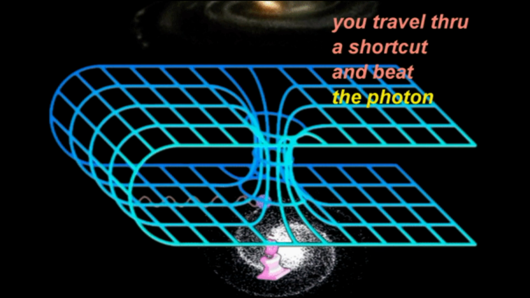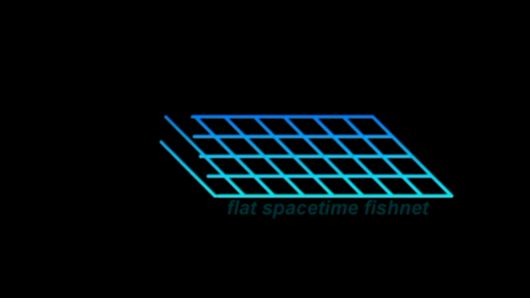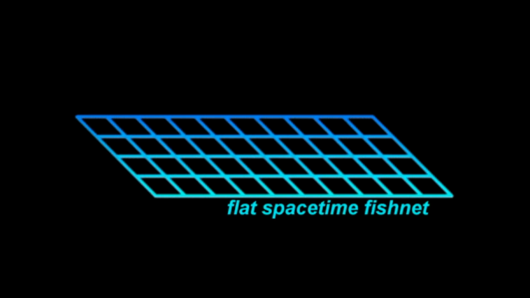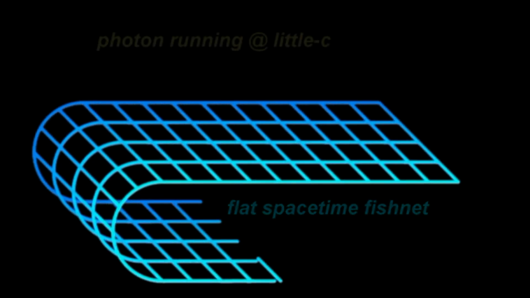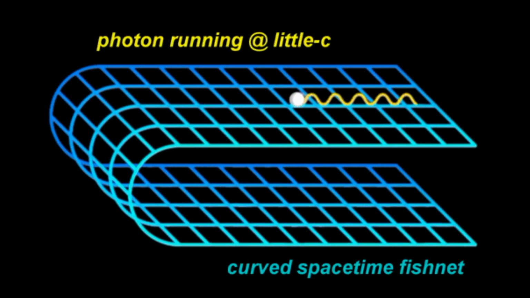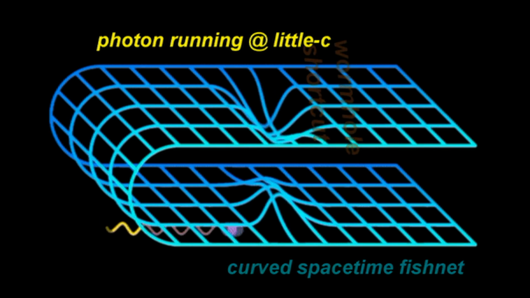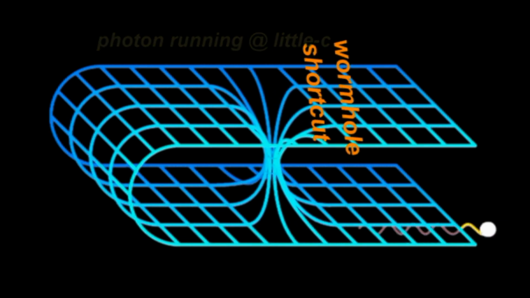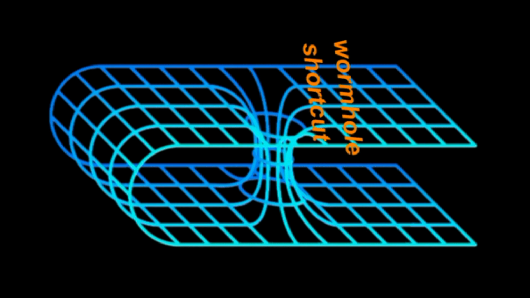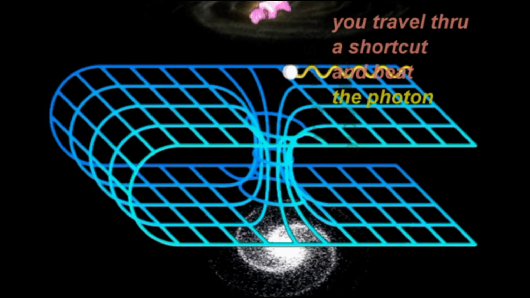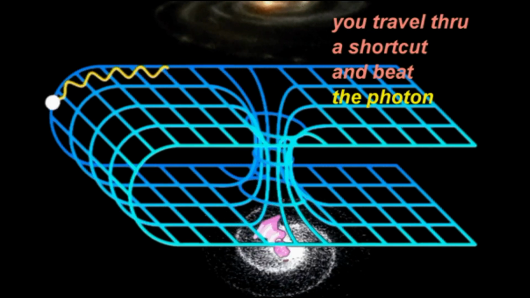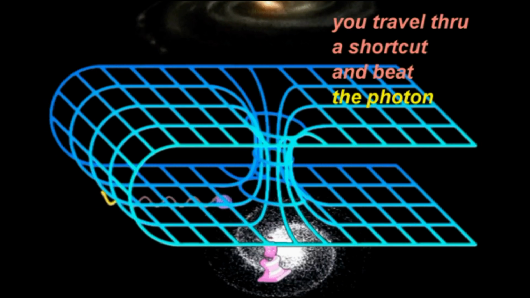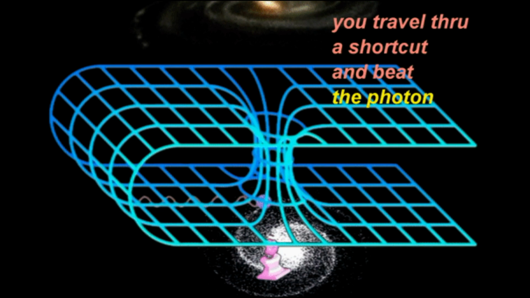So we can even beat the speed of light without traveling at the speed of light. That's what these people are trying to tell you. They want to give you hope that there is a future, that we can go to the stars and to the galaxies. Sounds like a sales pitch to me, like they're trying to sell you something, mathematical physics. So this is it. It says you travel through the shortcut and beat the photon. That's in a nutshell what these people are trying to tell you.